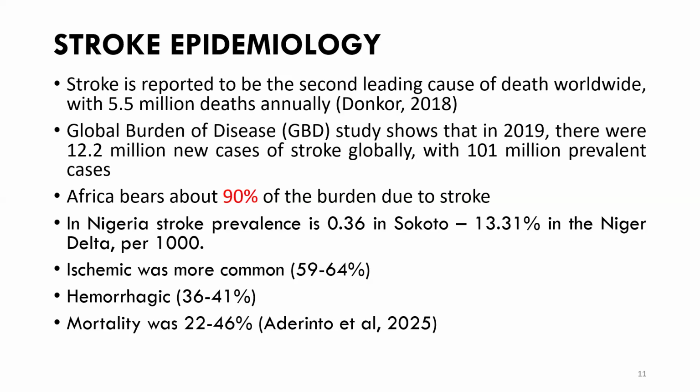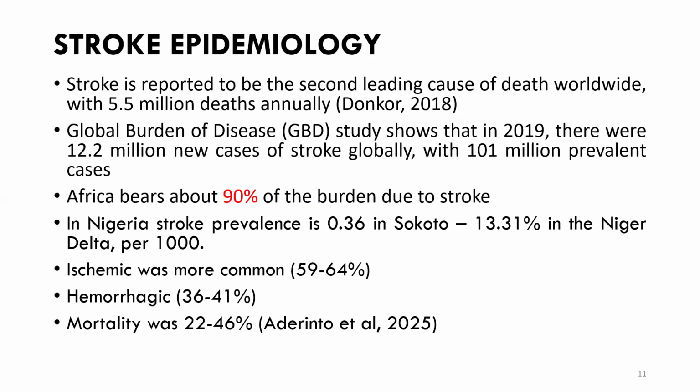And we have 101 million prevalence of stroke. Out of this prevalence of 101 million, the bulk of the occurrence of stroke happens to be in the African region. Almost 90% of the burden of stroke is seen in Africa, maybe due to a lot of factors that come into play in the African region.